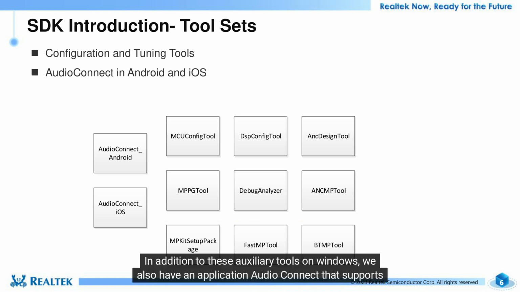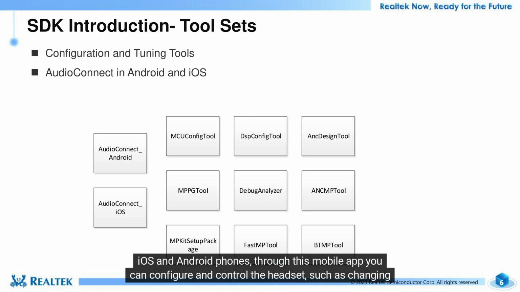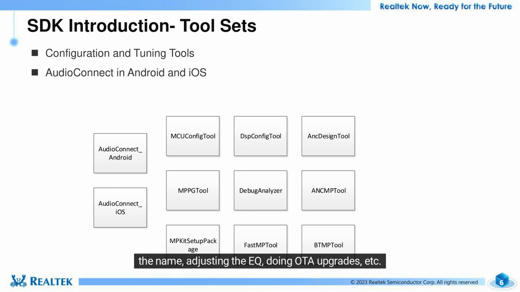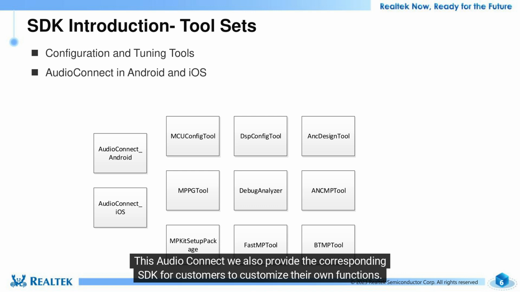In addition to these auxiliary tools on Windows, we also have an application, Audio Connect, that supports iOS and Android phones. Through this mobile app you can configure and control the headset, such as changing the name, adjusting the EQ, doing OTA upgrades, etc. For Audio Connect we also provide the corresponding SDK for customers to customize their own functions.